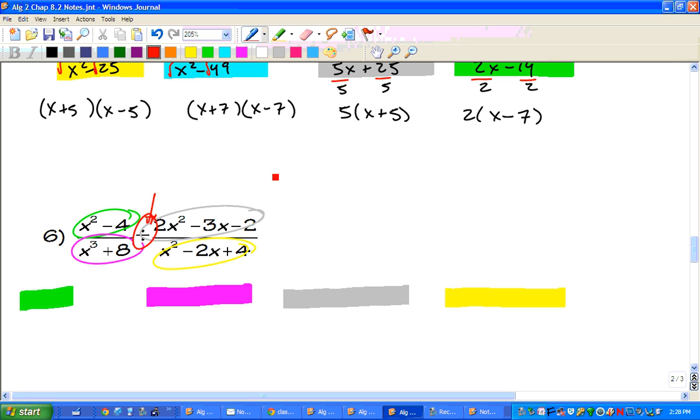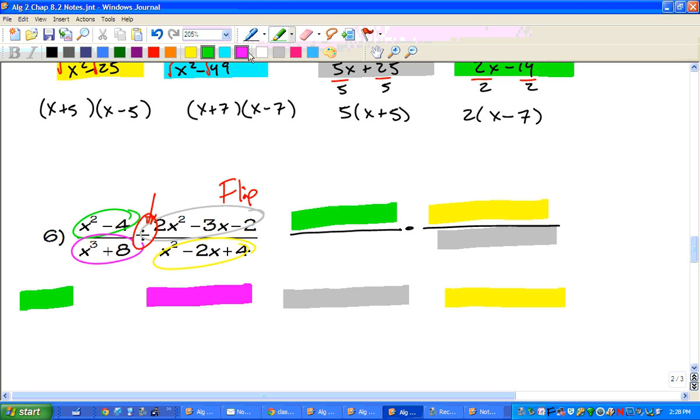Now, the only thing is this is division, which means we have to flip the other side. So pay attention to where all the highlighted sections are going, because that second fraction, I'm flipping that around. See how my gray was on top and now it's on the bottom, and the yellow was on the bottom and now it's going to the top.